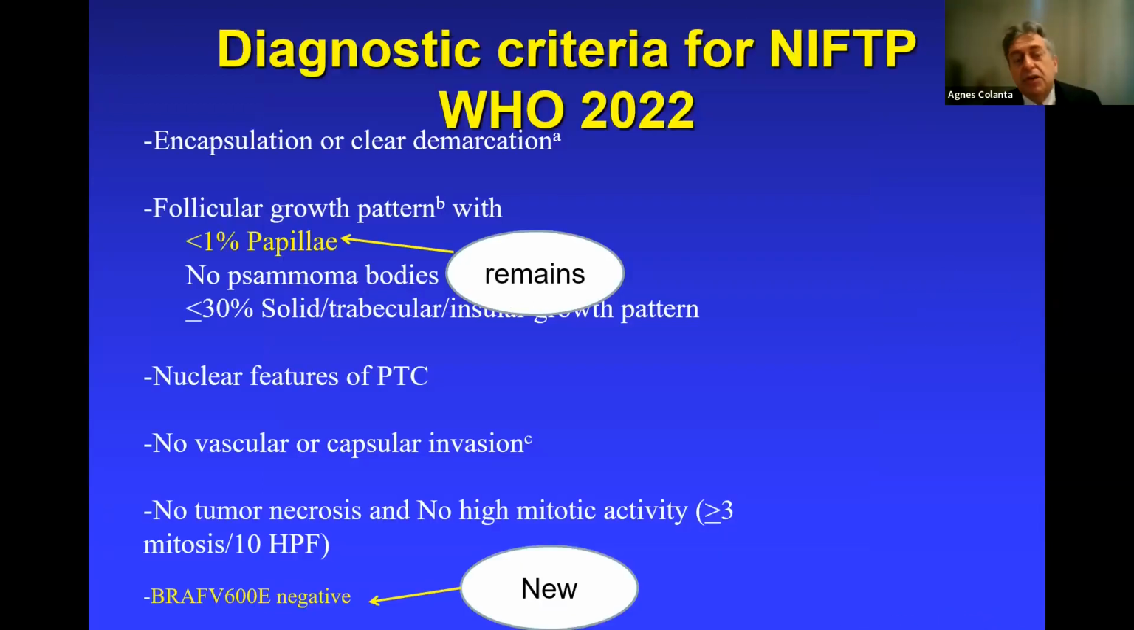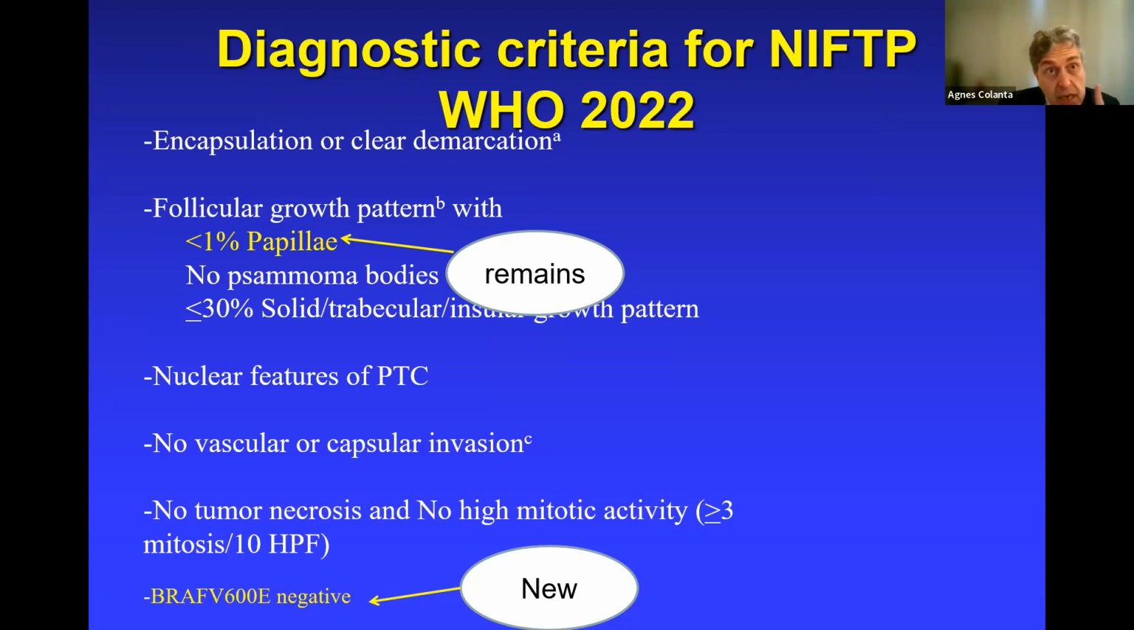Because of this study and many others, we arrived at the conclusion in the WHO that the criteria should remain. It's okay to have a few papillae in the lesion. However, we added one criterion: if you have BRAF V600E positivity, then the lesion is not a NIFT-P anymore. I have seen cases that look like NIFT-P under the microscope, but after you do BRAF V600E, they are positive. These are usually cases that contain some tall cells.